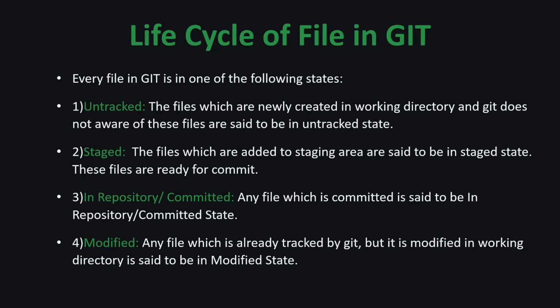The files which are added to the staging area are set to be in the staged state. These files are ready for commit. Any file which is committed is set to be in the repository, committed state. Modified: any file which is already tracked by Git but is modified in the working directory is set to be in the modified state.